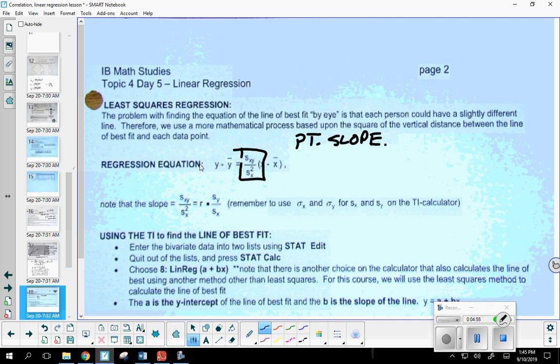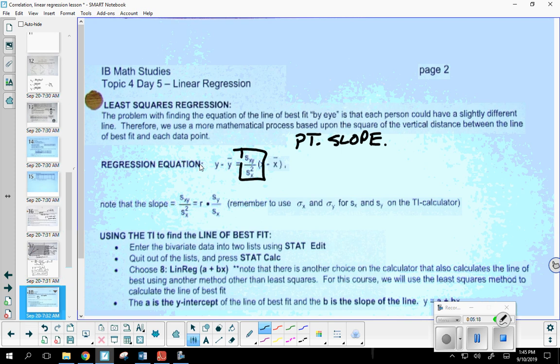Now, we're not only going to be able to use the technology to provide me the slope, but I'm also going to show you how this expression will work as well. And there's actually a few variations of it. So the slope of your line can be found by taking s sub xy, the covariance, and dividing it by the squared standard deviation for the x's, your independent values.